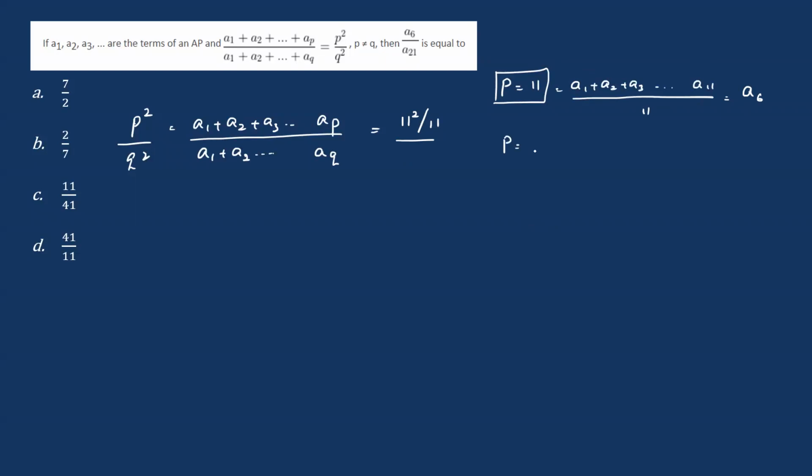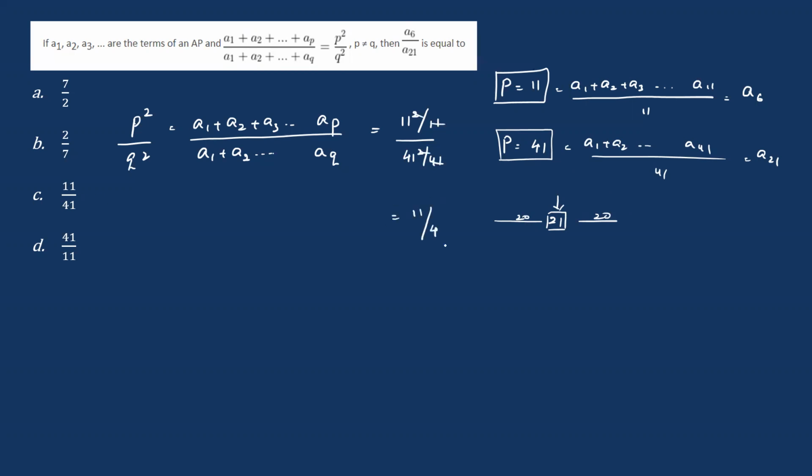Similarly, for A21, when you take 41 terms, the easiest way is to assume 21 is the center. So you have 20 terms here and 20 terms here. So the 21st term will be your central term. So P41 will be equal to A1 plus A2 and so on till A41, divided by 41, will be equal to A21. So the easiest way is again 41 square by 41. This will give you 11. This will give you 41. So therefore, the final value becomes 11 by 41. Since I'm given a ratio, this is the easiest way in which we can solve and get our answer.